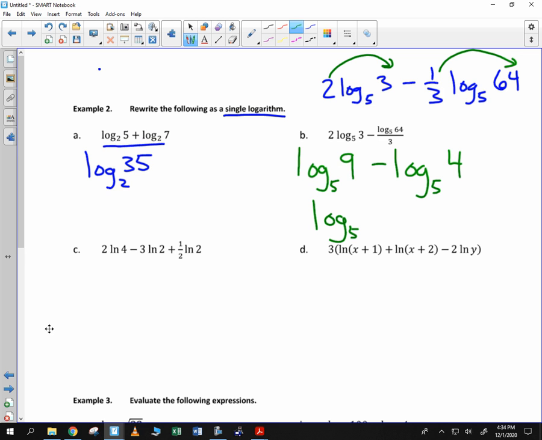Now, I have the subtraction, so I can write it using division. Log base 5 of 9 over 4. I don't like that. Log base 5 of 9 over 4. That looks better.